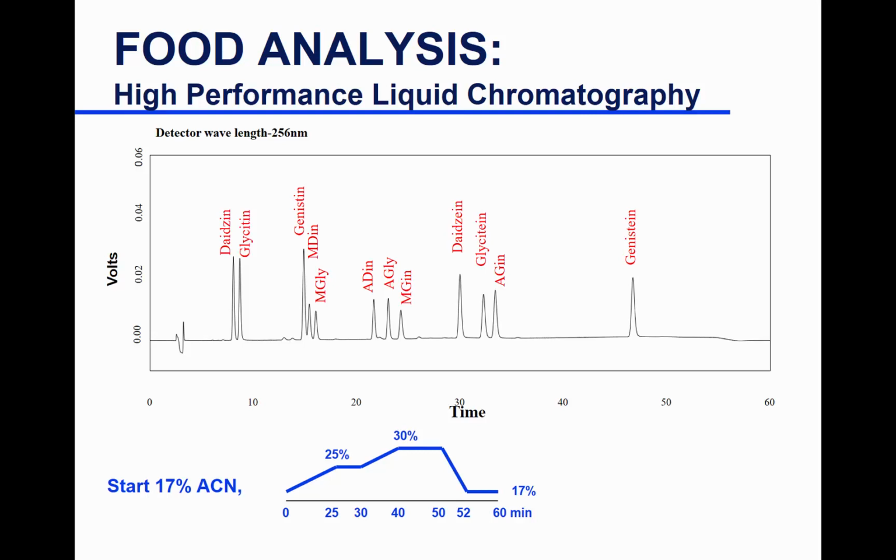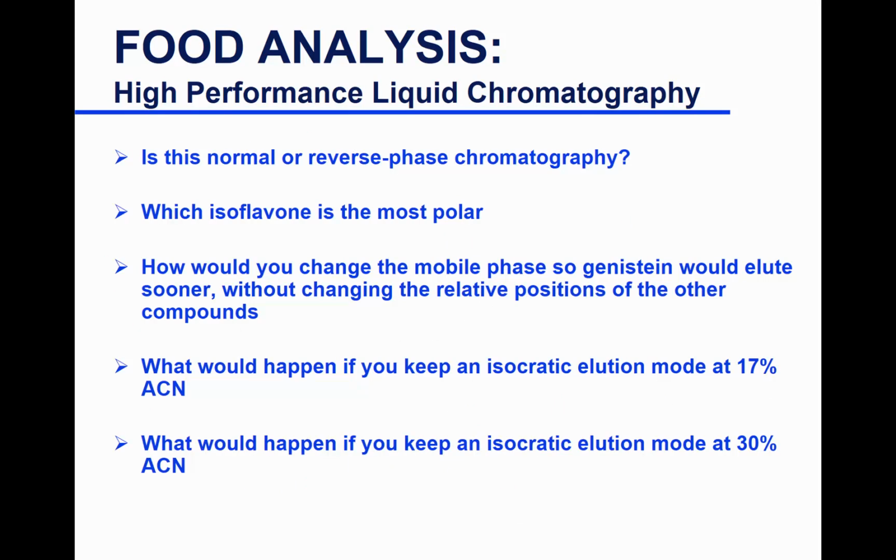So what Ali said is we started with a mostly polar mobile phase, 17% acetonitrile to 83% water, that is mostly polar. As time went by, we increased the acetonitrile, which is the organic solvent, so we're making the mobile phase less polar, more similar to our stationary phase. In this case it's reverse phase, where the stationary phase is less polar and the mobile phase is more polar, and increasing the strength means increasing the concentration of acetonitrile. Good. Which isoflavone is the most polar?